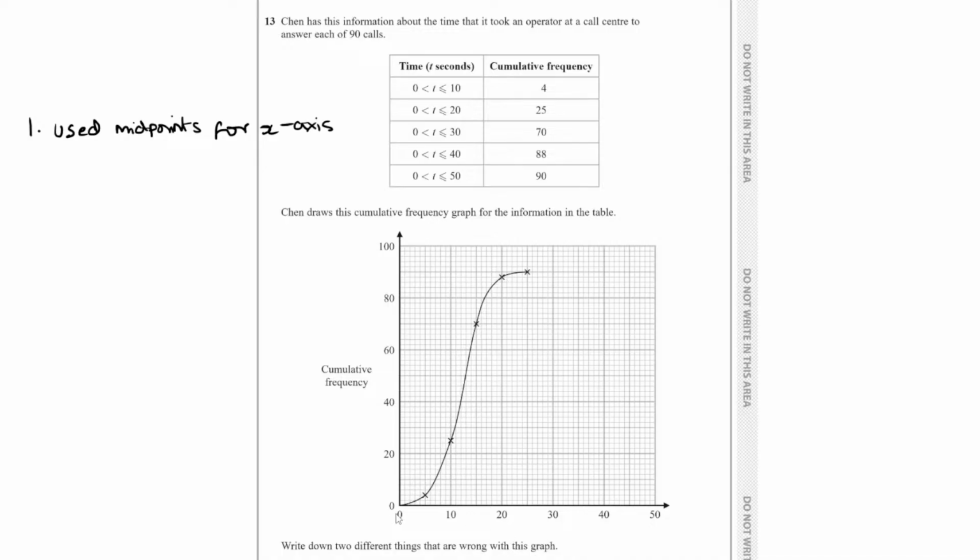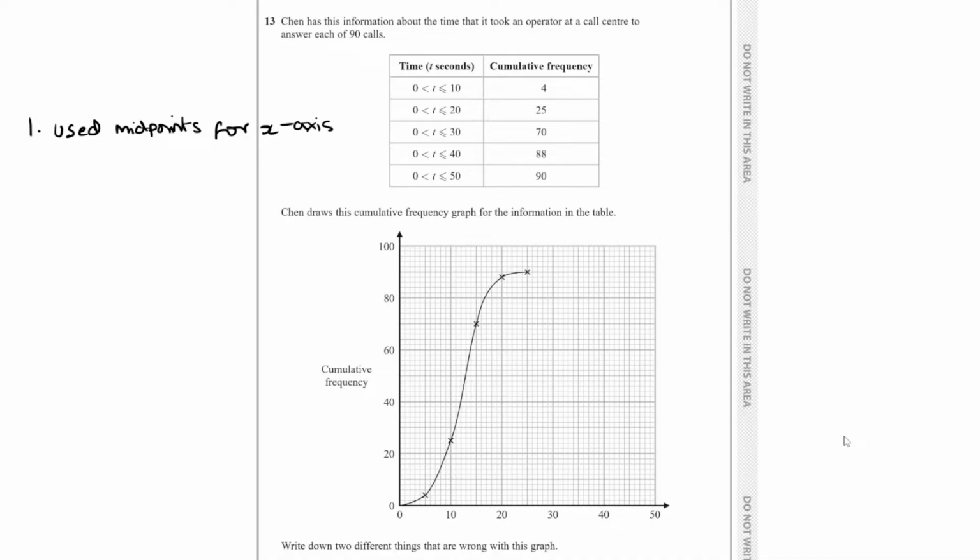The other thing I think I would probably go with, he has labeled it cumulative frequency, isn't it? But he hasn't labeled the x-axis. So I think that's probably the other thing that's missing, isn't it? He hasn't labeled the x-axis. That's probably what I would put.